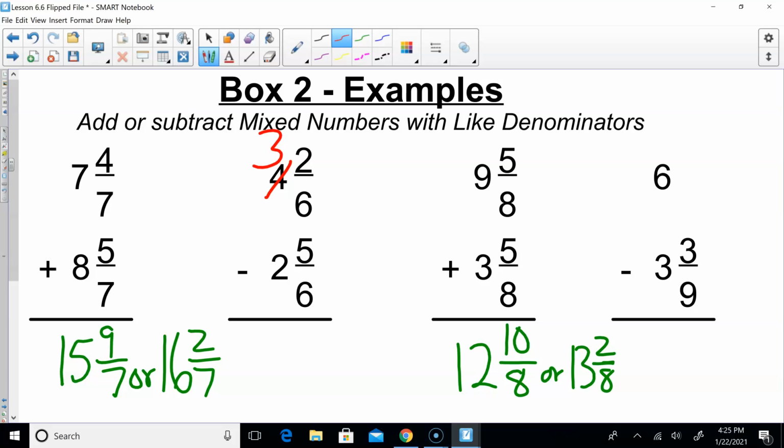Well, what do you always do? You look at your denominator. If your denominator is 6, that means if you trade in a whole, you're going to get 6 pieces back. So that means you're going to get 3 and 8/6 would be our new number.